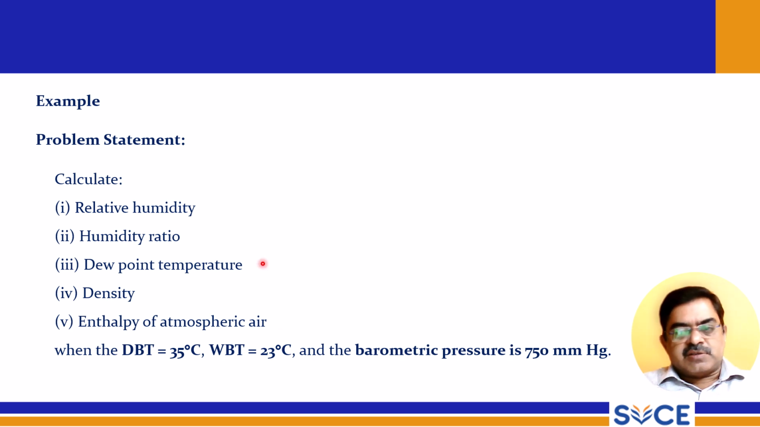One simple example we can see here. The problem statement: calculate relative humidity, humidity ratio, dew point temperature, density, and enthalpy of atmospheric air when the DBT equal to 35 degrees Celsius, WBT equal to 23 degrees Celsius, and the barometric pressure is also given, that is 750 millimeter of Hg.